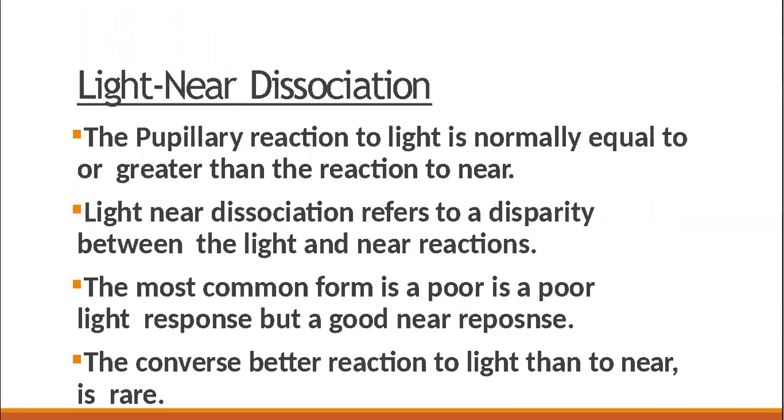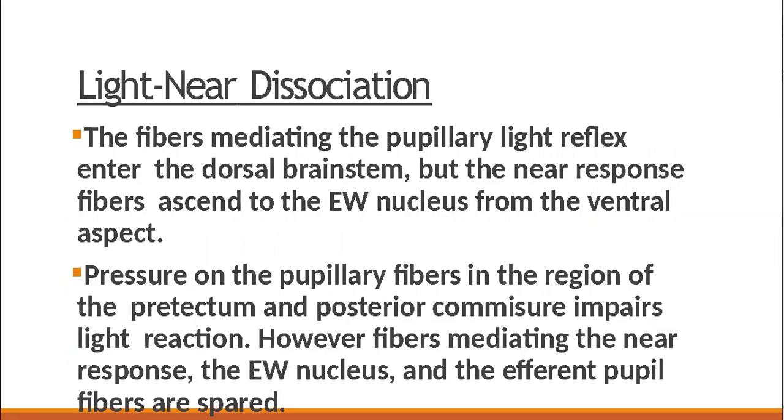So light-near dissociation, this is very interesting. In light-near dissociation, what happens is when I am focusing towards near, pupils will constrict. That is called the near reflex. And pupils will also constrict to light. That is called the light reflex. So light-near dissociation is a disparity between light reflex and near reflex. Near reflex is normal, but light reflex is poor. So that is called light-near dissociation.